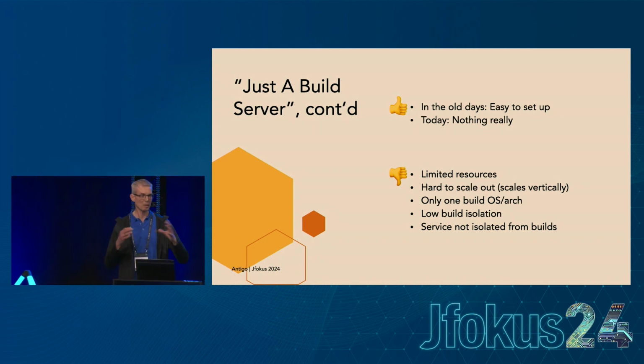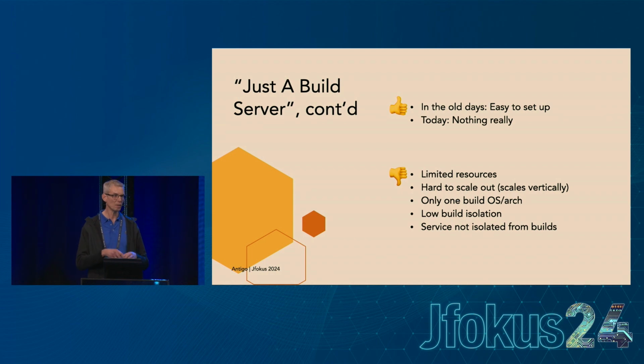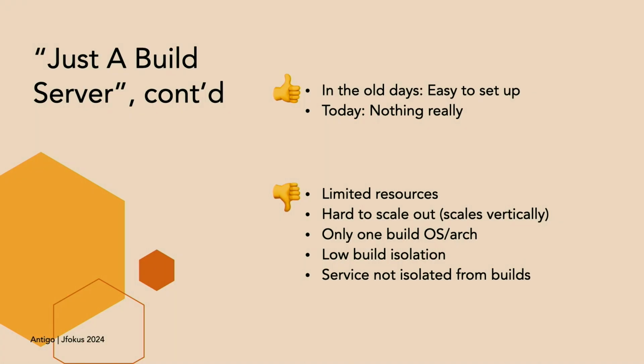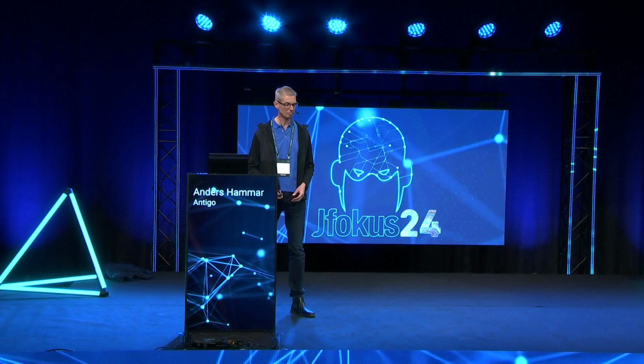One of them being you have limited resources, right? You have just one server, you can't grow anything beyond that. Also, you're stuck with the OS that your server is on. So if you have a Windows build server, you're stuck with the Windows platform. Also, which I think is even worse, is that you have low or no build isolation. So one build could affect another build. And also, as everything is hosted on one server, the CI service itself is on the same server. So if you have a build going rogue, it will probably kill the service altogether.